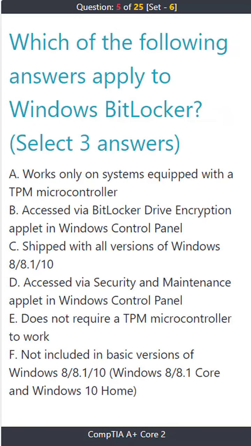Question 5. Which of the following answers apply to Windows BitLocker? Select 3 answers. A. Works only on systems equipped with a TPM microcontroller. B. Accessed via BitLocker drive encryption applet in Windows Control Panel. C. Shipped with all versions of Windows 8/8.1/10. D. Accessed via security and maintenance applet in Windows Control Panel. E. Does not require a TPM microcontroller to work. F. Not included in basic versions of Windows 8/8.1/10, Windows 8/8.1 Core and Windows 10 Home.